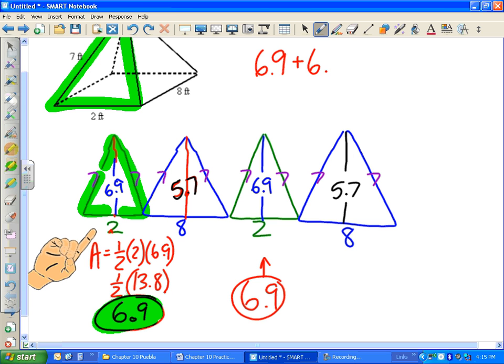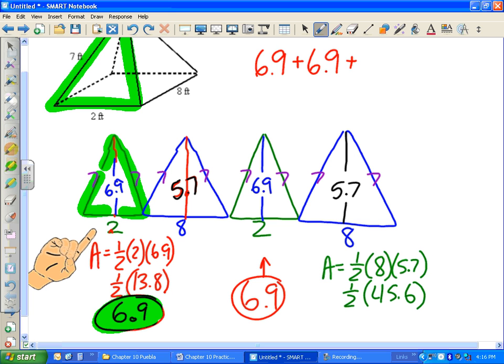6.9 plus another 6.9 plus, now I need these two blue triangles. So let's find out the two blue triangles. Area equals 1/2, the base is 8, times how tall it is? 5.7. So 5.7 times 8 times a half, or divided by 2, however you want to think of it. That's going to be 22.8. So this one's 22.8. Let me write it twice. Plus another 22.8.